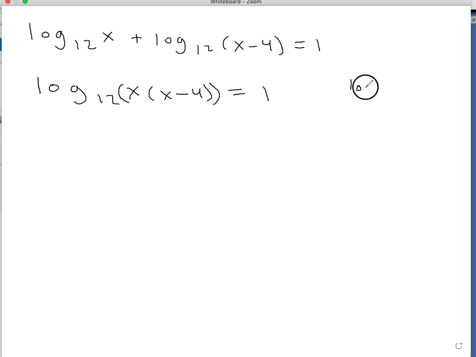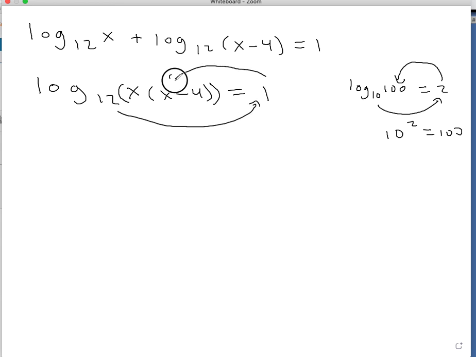And so if you remember with our basic definition, I always use log base 10 of 100 is 2 because it makes better sense with numbers. But remember that 10 raised to the second makes 100. So what we're doing over here is saying 12 raised to the first equals that stuff inside. So 12 raised to the first equals x times x minus 4.